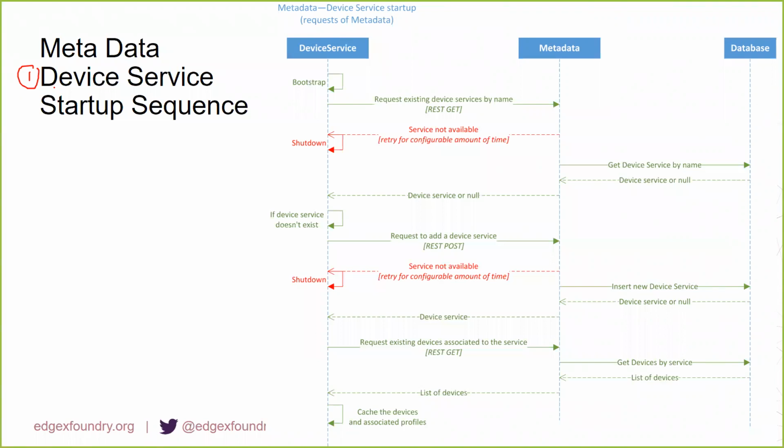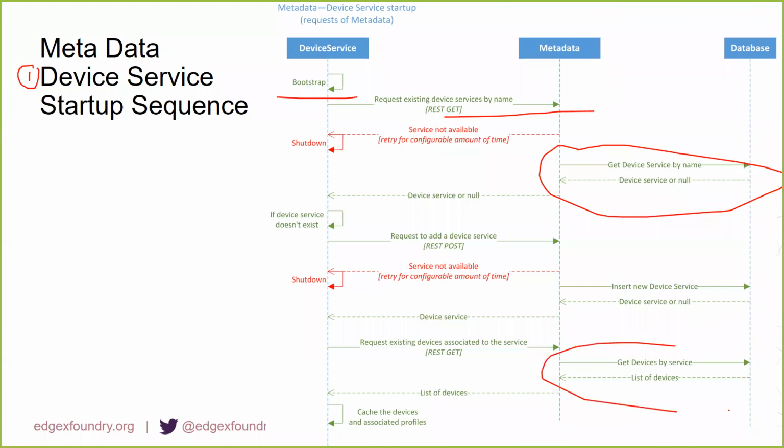So this sequence diagram helps to carry us through that sequence. As the device service comes up, it registers itself by name. Then metadata gets that information into its database and provides information back to the device service, for example, about what its actual identifier is. Then, as things progress, the device service starts to provide a list of the devices that it's managing and provide an indication back to metadata that, hey, I'm a device service and I not only am up and running, but here are the devices that I'm managing.